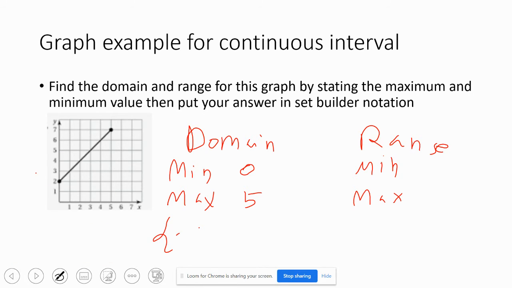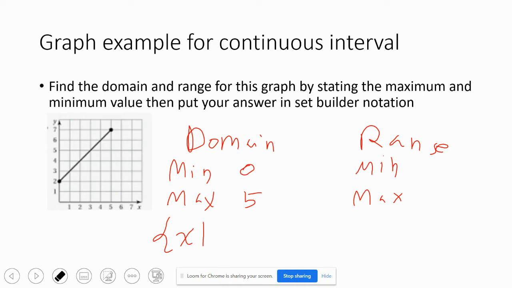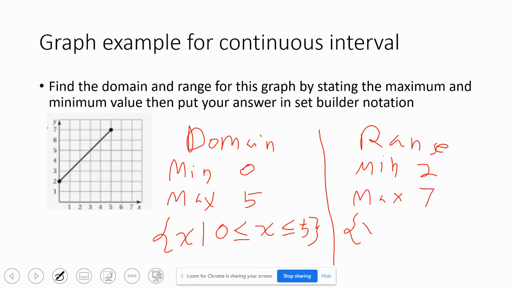x, defined as x between 0 and 5. And the way you write it is like this: 0 is less than or equal to x, less than or equal to 5. In min-max notation, we don't need the less than or equal to as much. For the range, the minimum is 2, the max is 7, and that's y defined as between 2 and 7. Okay. Let's go to the next one.